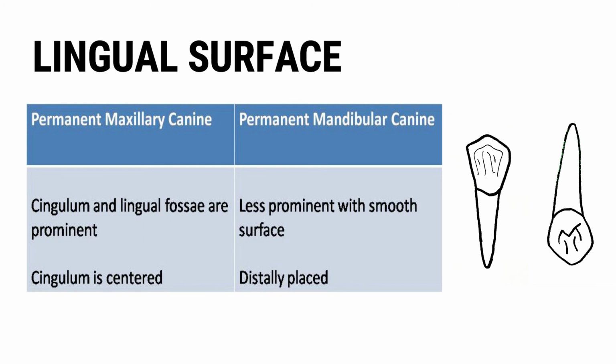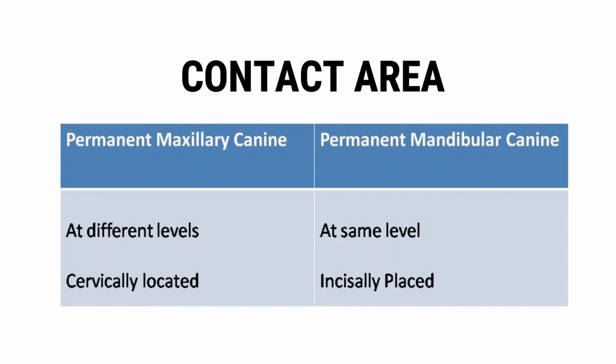Cingulum location. The cingulum is centrally located on maxillary canines. Cingulum is slightly offset to the distal and is located farther cervically on mandibular canines. Contact area. Contact areas are at different levels in maxillary canine and are more cervically located. In case of mandibular, they are nearly at the same level and more incisally placed.